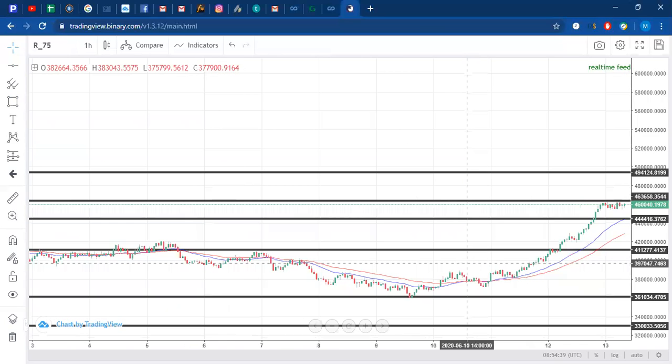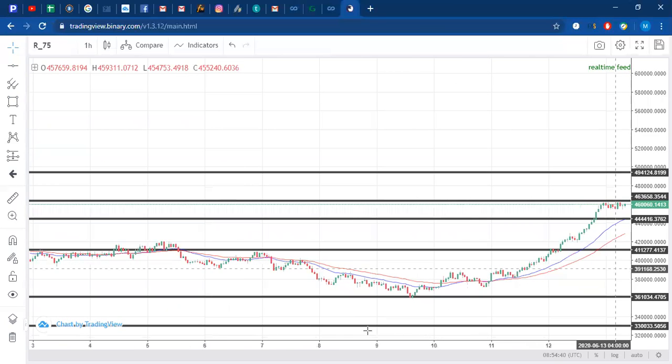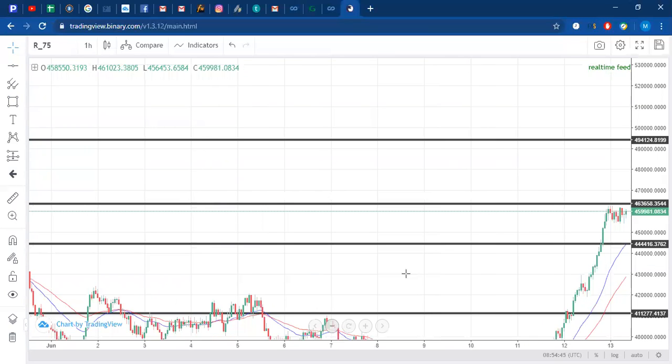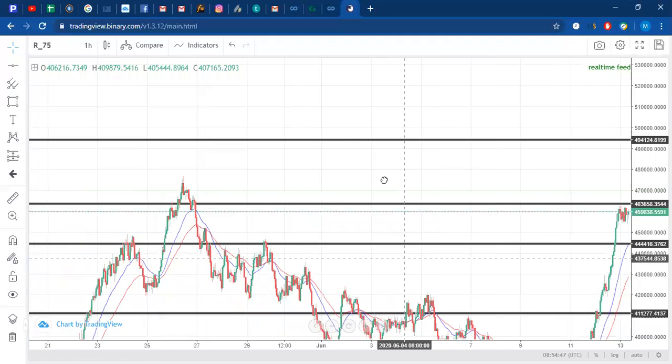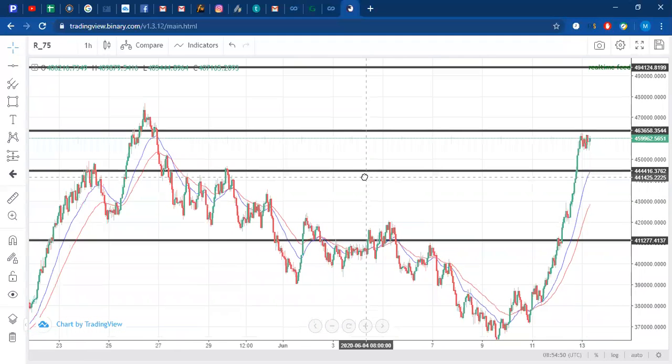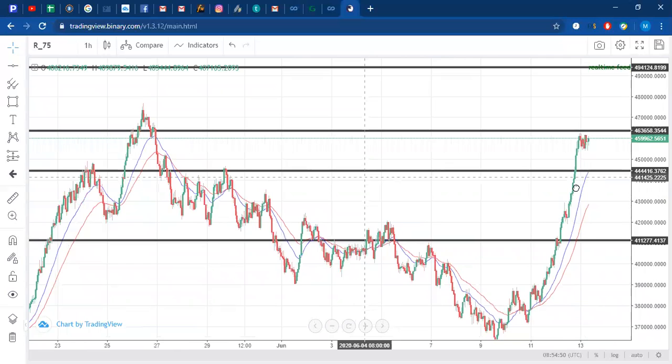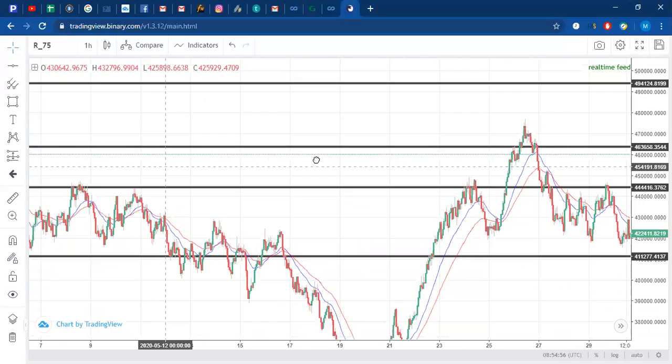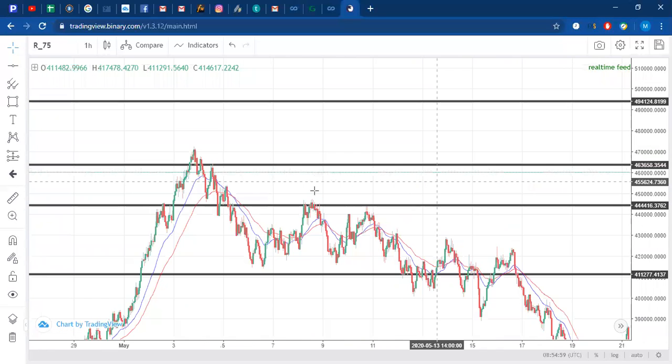Let's see what the 1 hour has in store for us. So guys, this is practically the strategy I use. So I'm going to come back here a little. So it's now come down to the 1 hour.